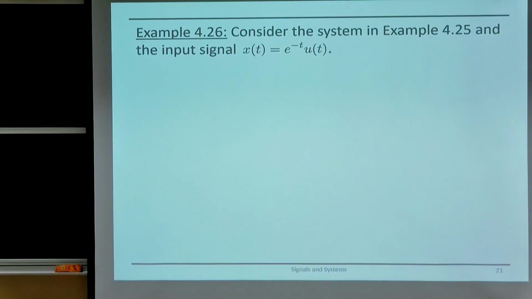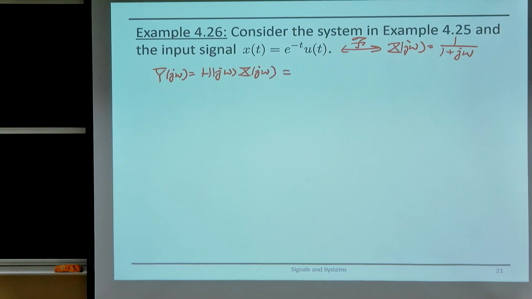All right, so we know that this signal has a Fourier transform that is 1 over 1 plus j omega. Okay, and you want to find the output signal, starting from its frequency domain, Y. So the frequency domain Y is equal to H(j omega) times X(j omega).